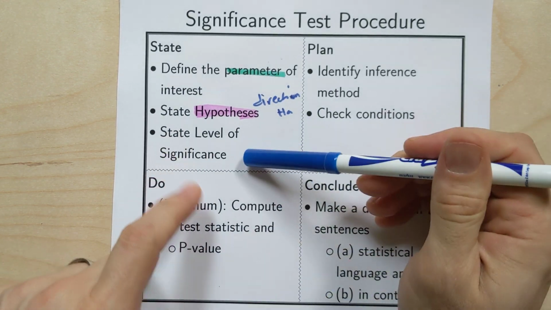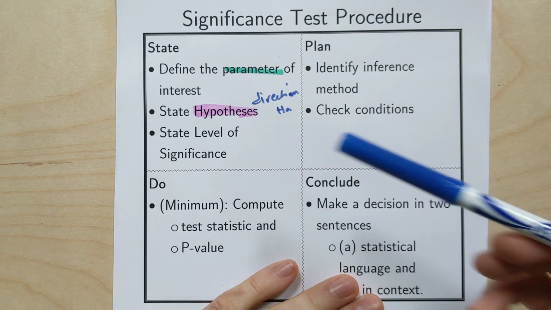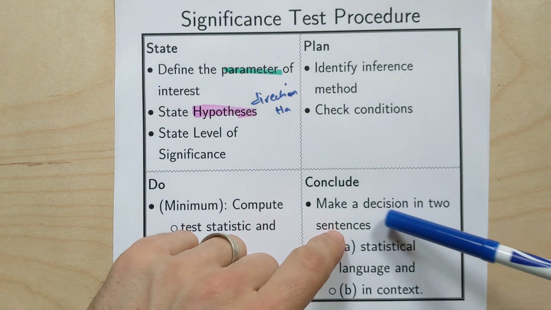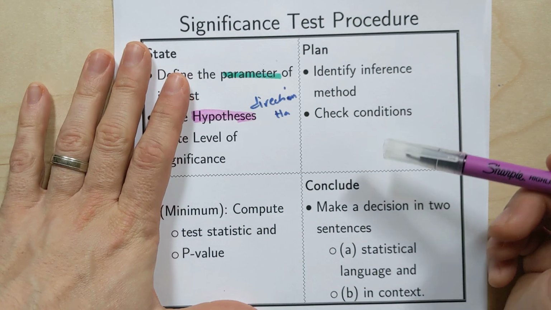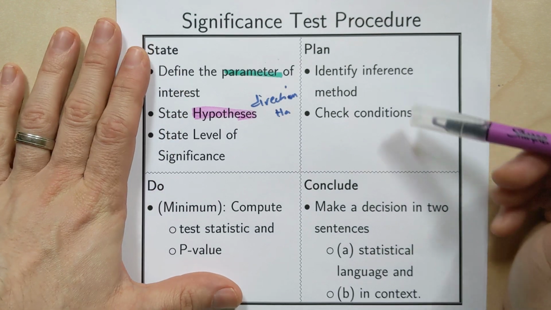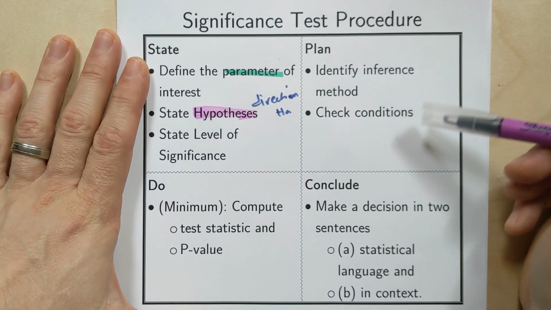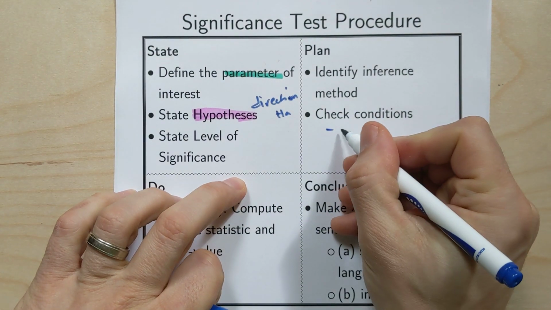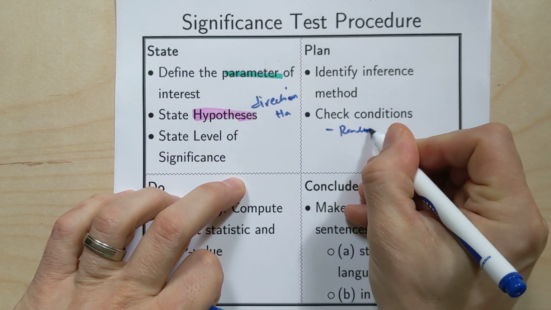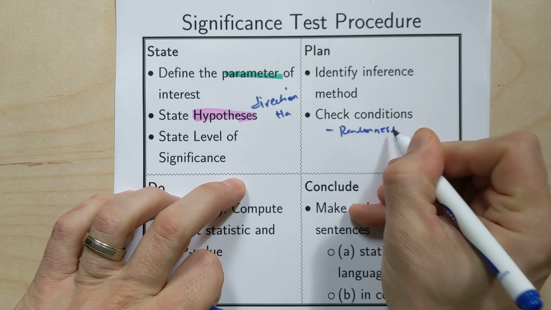And we should state the level of significance initially as well, though you'll find sometimes people don't even do it until the conclusion, but you really should do it up front. When we plan, just like before, we'll identify our method and we'll verify that the method is correct by checking all the conditions. And remember, the conditions will always involve randomness, and this is true of all procedures.